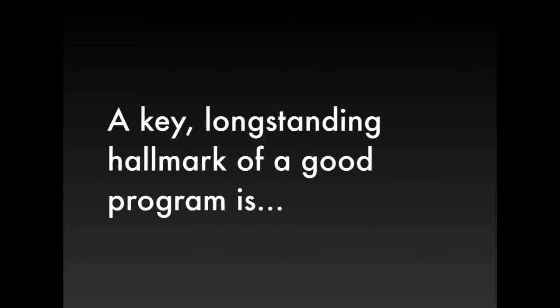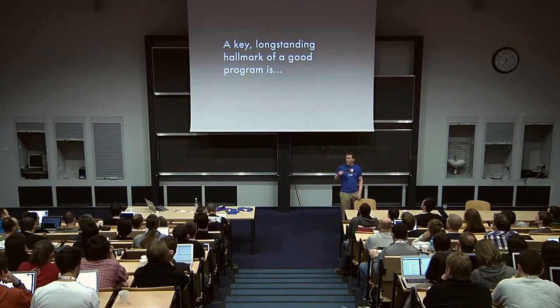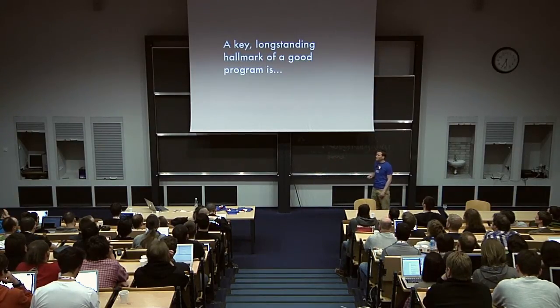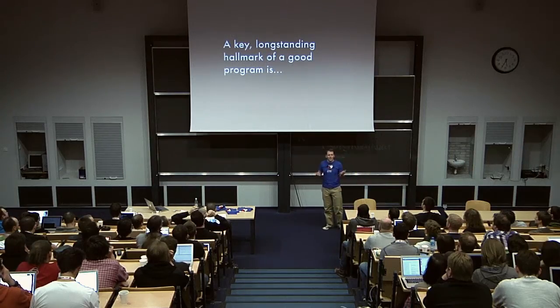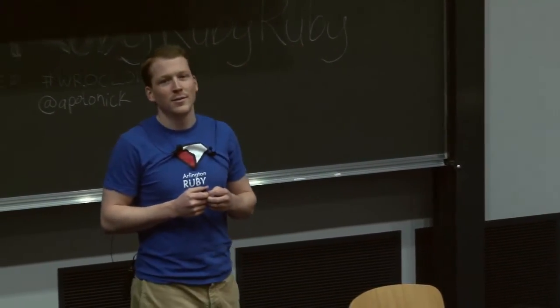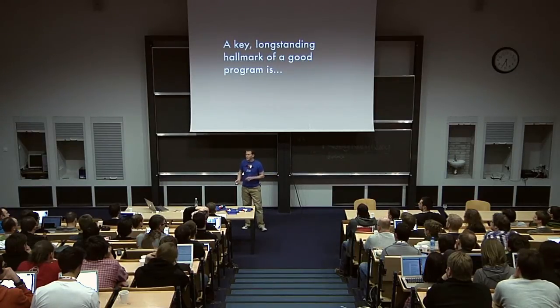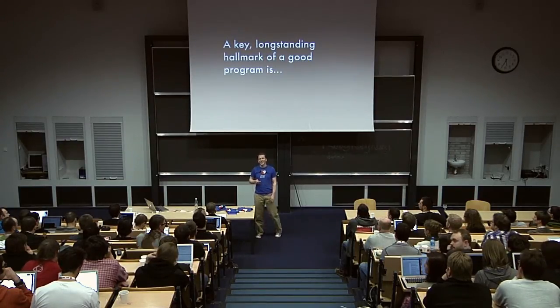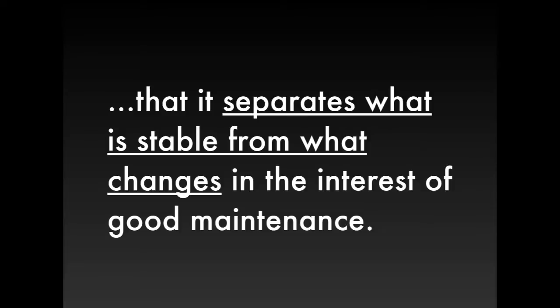Can anyone complete this for me? I think this comes from the Pragmatic Programmer. I wrote down the quote, but I couldn't find the reference before the talk. Pragmatic Programmer is also an excellent book. The key longstanding hallmark of good software, of a good program, is what? Does anyone have their own opinion? Maintainability. Its ability to withstand change over time. Ability to withstand change over time is pretty close. Beauty. Oh, that's a new one. That's good. That we separate what's stable from what changes.